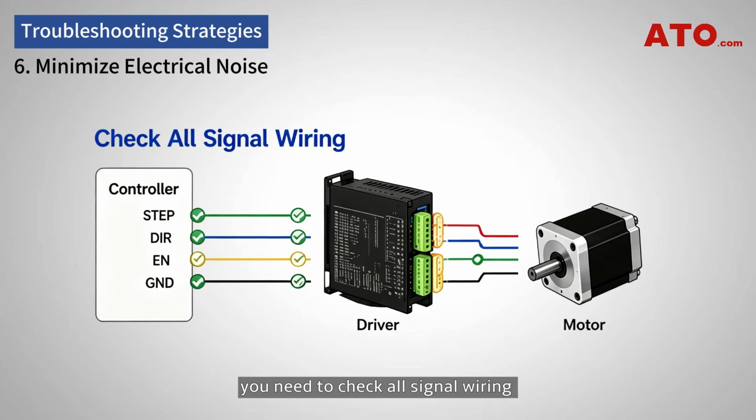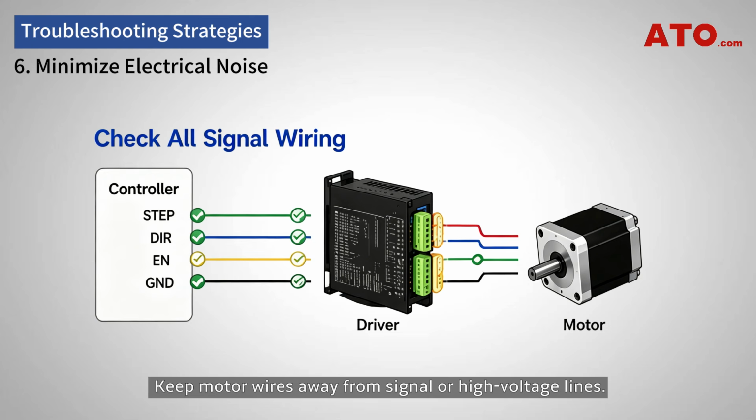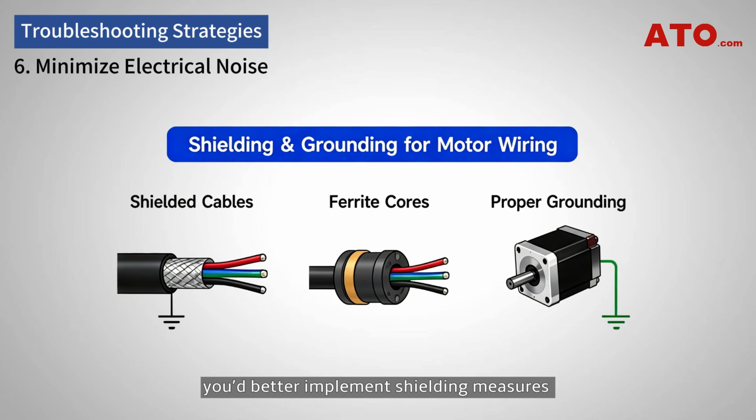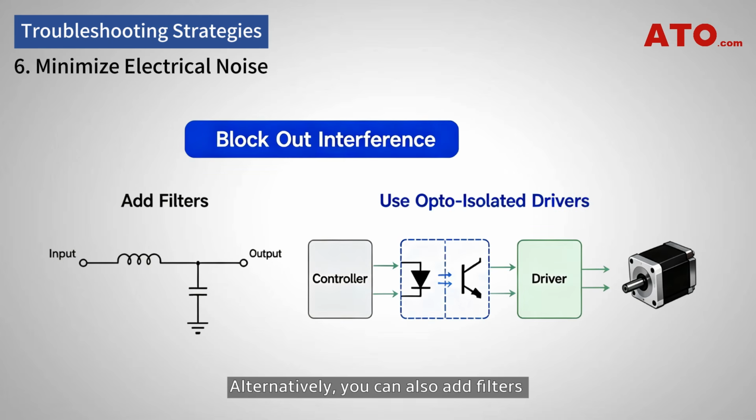Number 6. Minimize electrical noise. First of all, you need to check all signal wiring for correct connections and potential noise sources. Keep motor wires away from signal or high voltage lines. Or, to enhance signal integrity, you'd better implement shielding measures to reduce external interference. For example, use shielded cables, ferrite cores, and proper grounding techniques for motor wiring. Alternatively, you can also add filters or use opto-isolated drivers to block out interference.